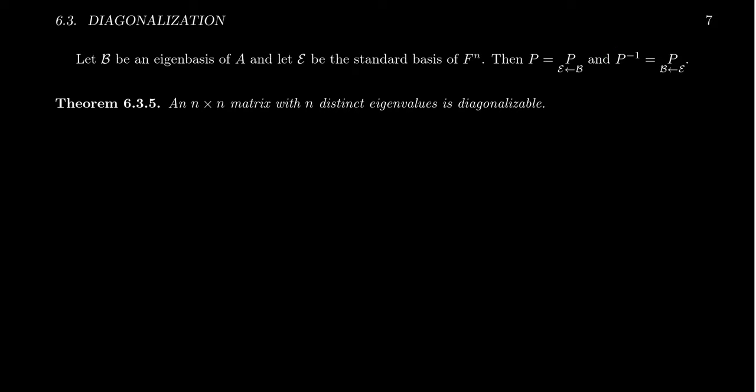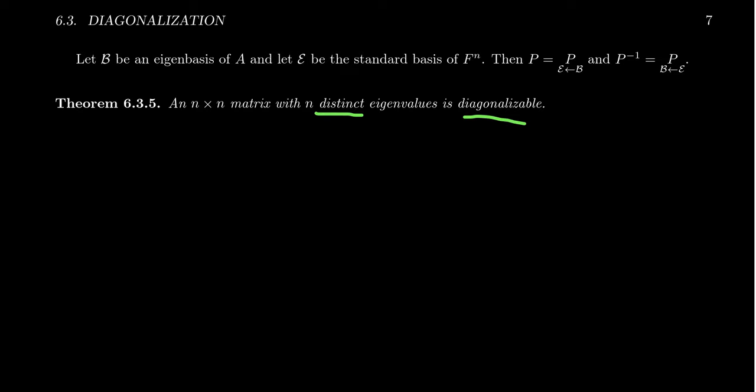Another nice result is that if a matrix has n distinct eigenvalues, then it's always diagonalizable. That's because we saw earlier that for distinct eigenvalues, the eigenvectors will automatically be linearly independent. So if you have n distinct eigenvalues, you'll have one-dimensional eigenspaces, which are all pairwise independent from each other, and so you always get an eigenbasis.